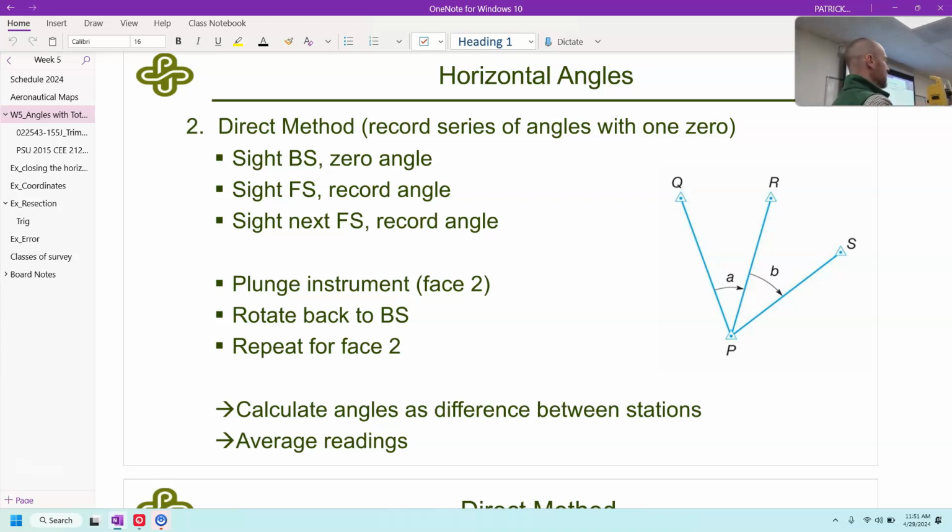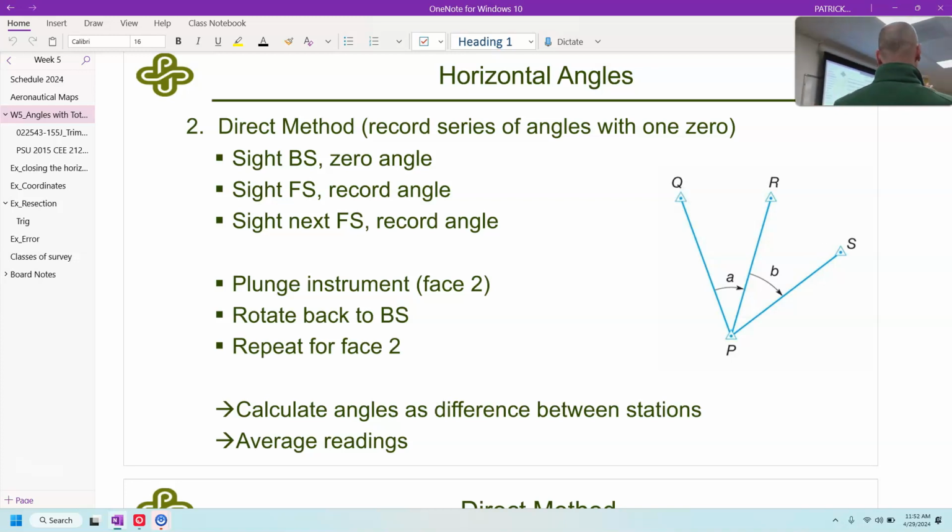and I wouldn't re-zero it each time. I would just measure 0, 20 degrees, 40 degrees, 90 degrees, etc., for those stations, and then I would calculate the actual angle between two stations as the difference between them. So you could do that and then just plunge back here, rotate, and it's a bit more efficient work to do that, where you do the zero and then multiple readings. So it's a common technique.